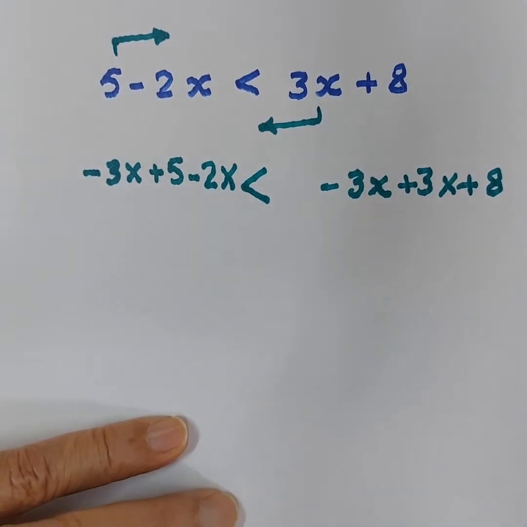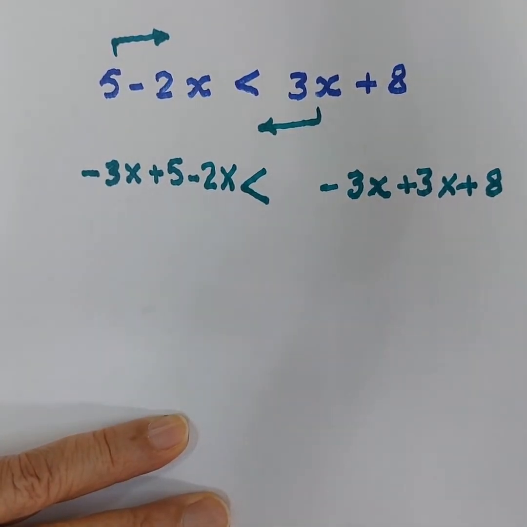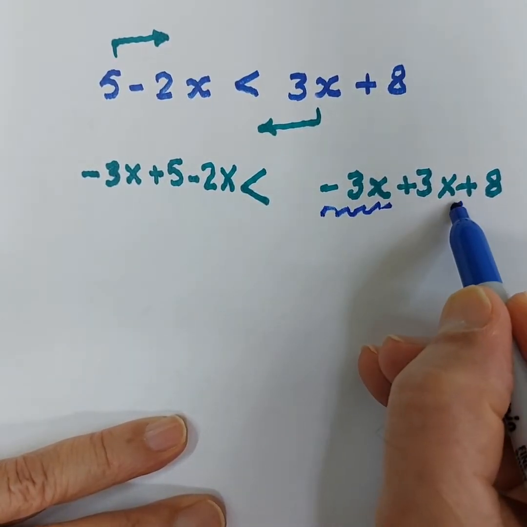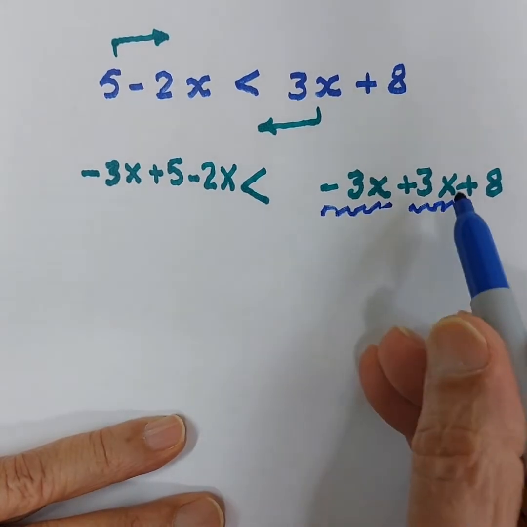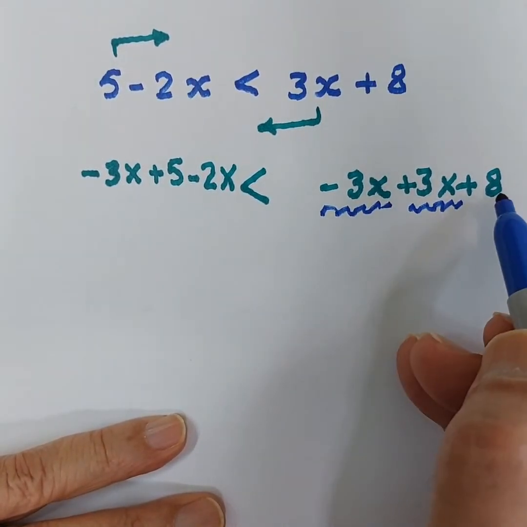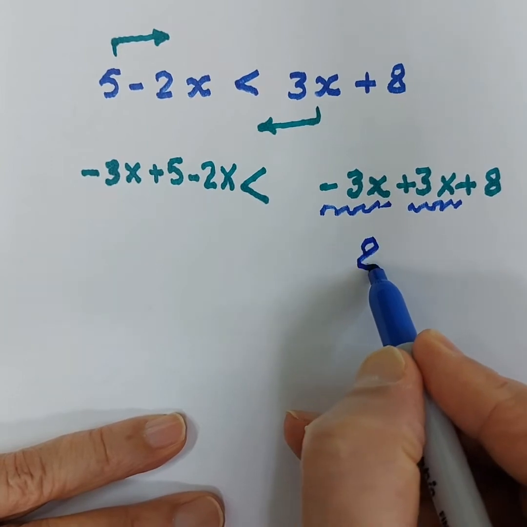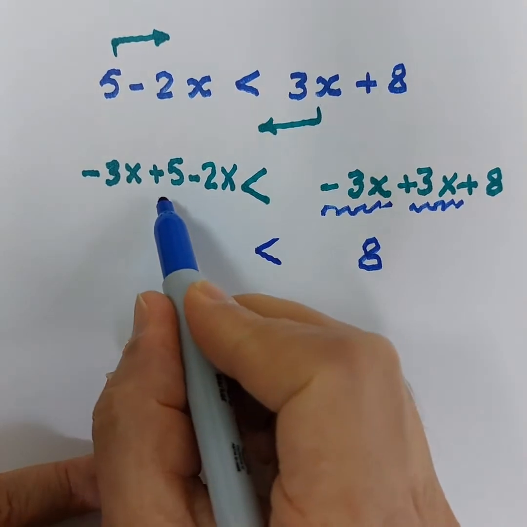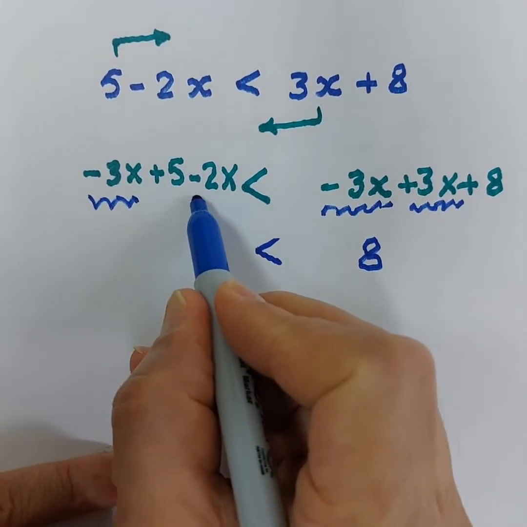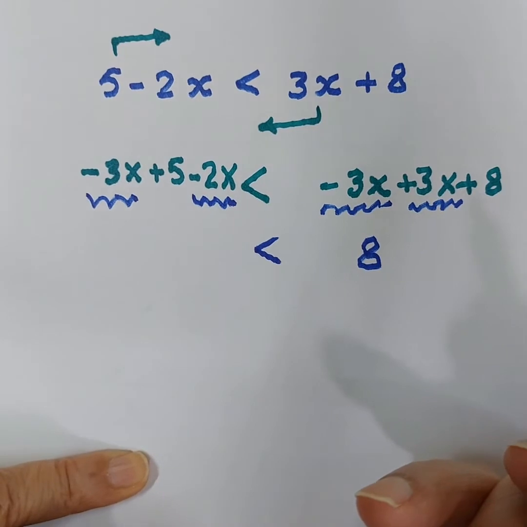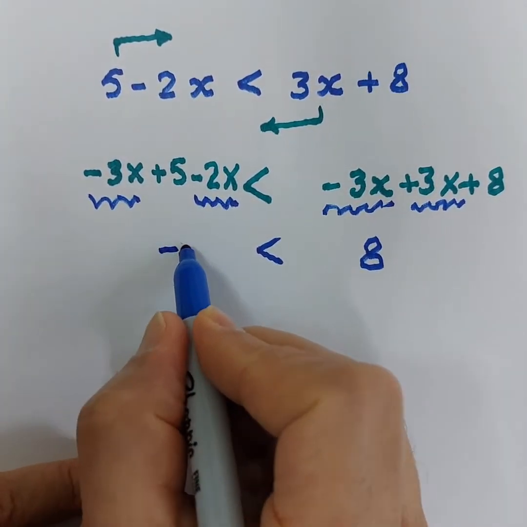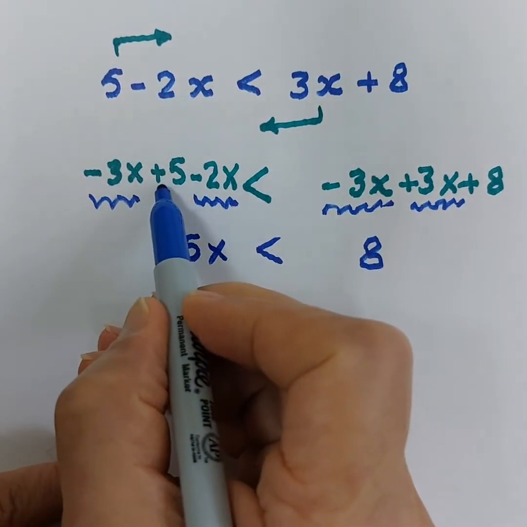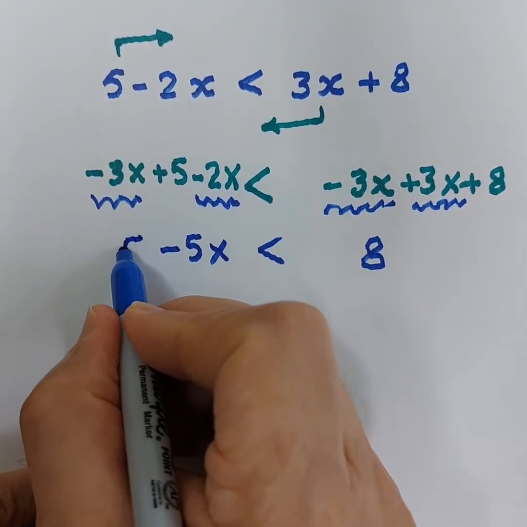Now we see we can cancel minus 3x here with plus 3x, because this will give me 0. And 8 remains here. On the other side, we now have minus 3x and minus 2x added together, so we have minus 5x. And still we also have plus 5.